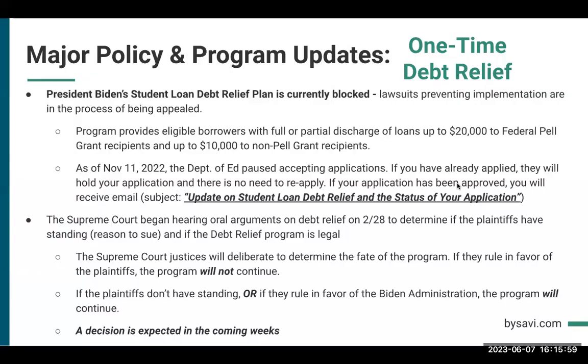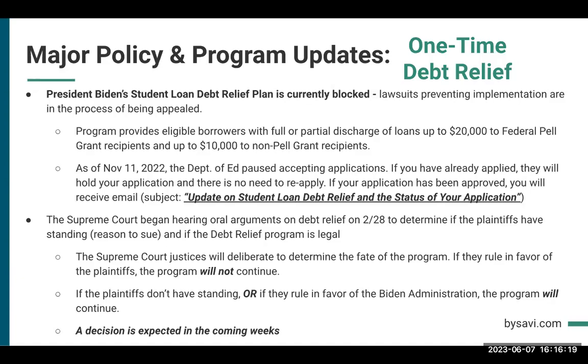So first up, let's talk about the one-time debt relief plan. This is a brand new program that was announced by President Biden last year and is designed to give borrowers debt cancellation ranging from $10,000 to $20,000. Right now, this program is on hold due to pending lawsuits.